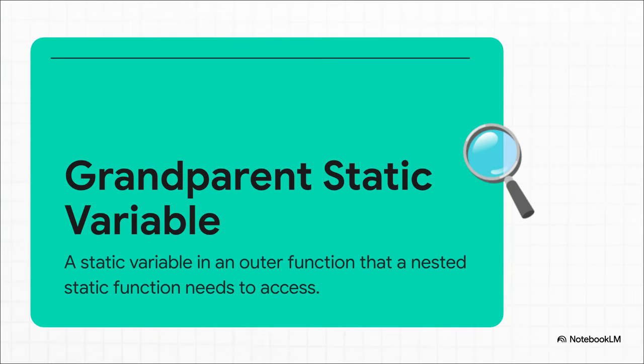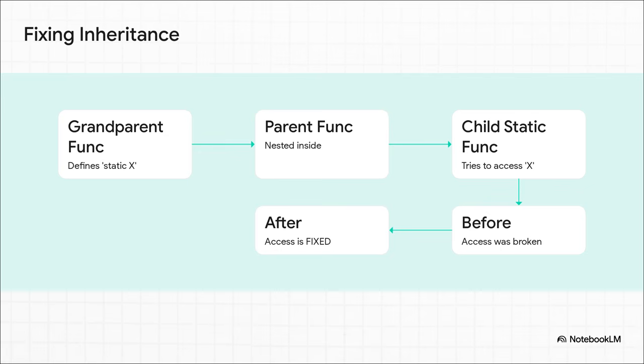Now, to really get this next fix, we've got to talk about a concept called the grandparent static variable. I know, it sounds super complicated, but stick with me, the idea is actually pretty straightforward. Just imagine you have a function, and inside that you have another function, and inside that one you have a static function. The problem was that the grandchild function on the inside couldn't properly access variables from the grandparent function on the outside. So before this update, that function buried deep inside couldn't really see the variable from its grandparent.